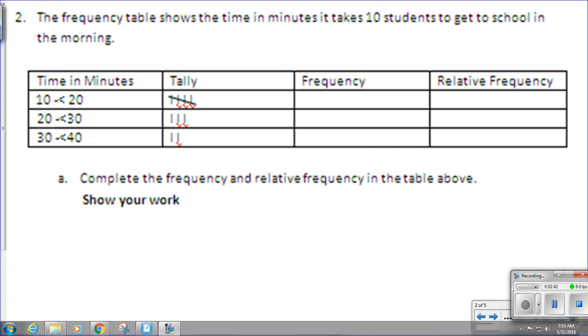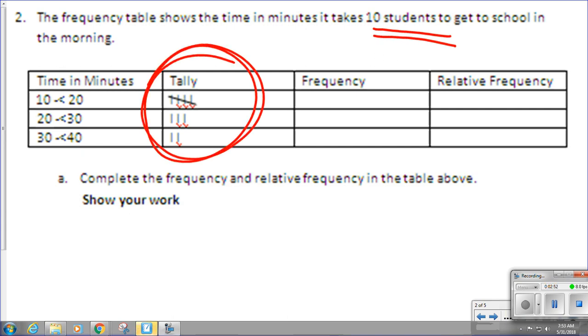Question 2 is a frequency table. The frequency table shows the time in minutes it takes 10 students. That means these should add up to 10. So when you see that line, that means there's 5. 1, 2, 3, 1, 2. Double check. 5, 6, 7, 8, 9, 10. Perfect.